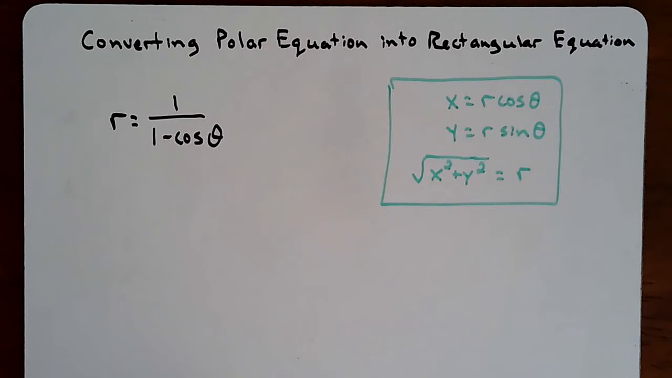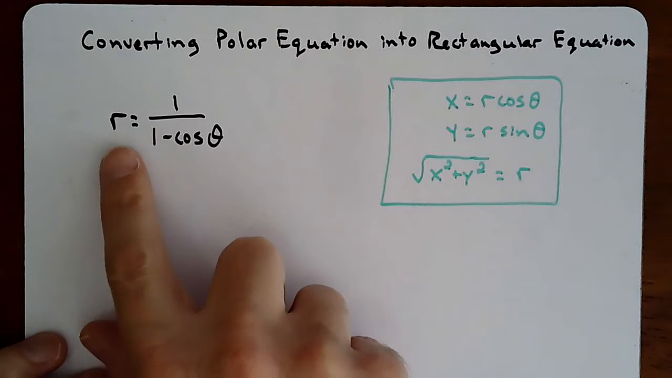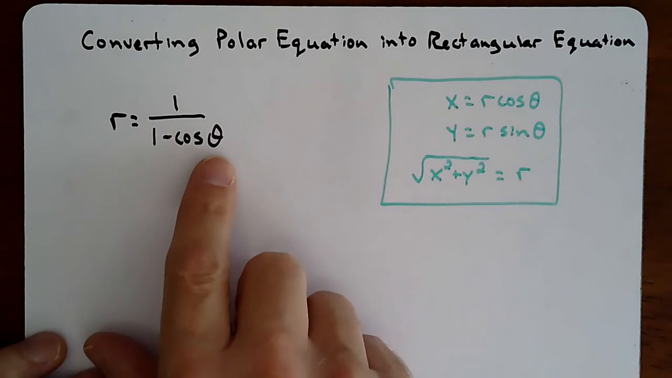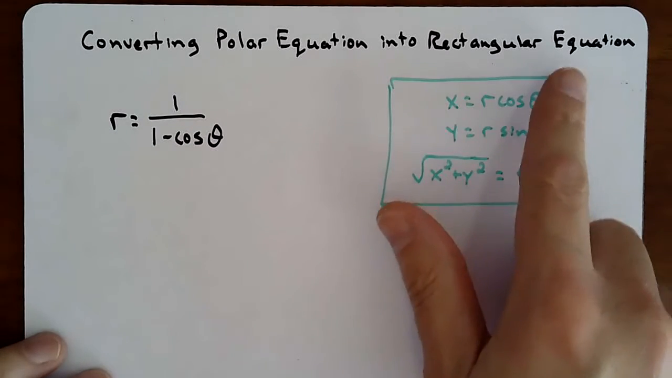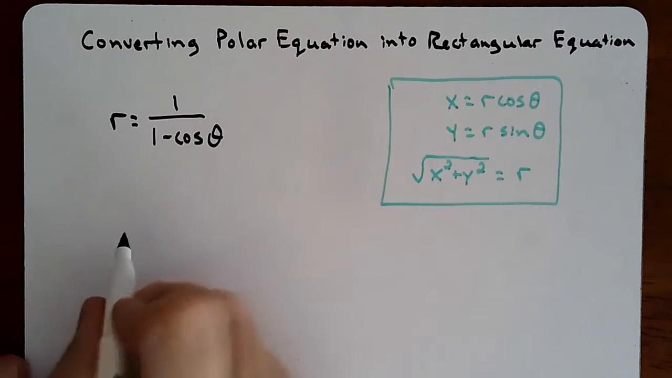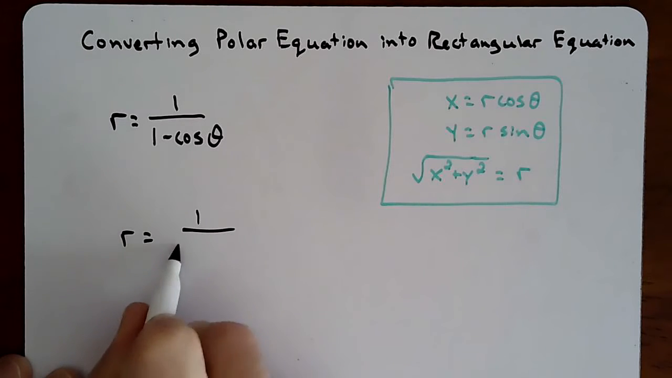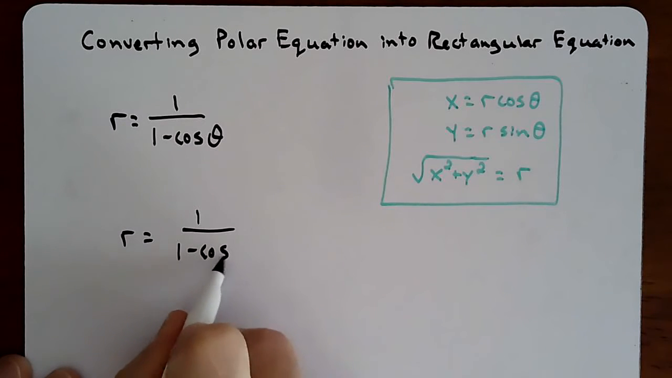In this example, we are going to convert a polar coordinate, which is in terms of a radius and an angle measurement, into a rectangular equation. So it's more of x's and y's. So we're going to start with, let me rewrite this, 1 minus cosine theta.